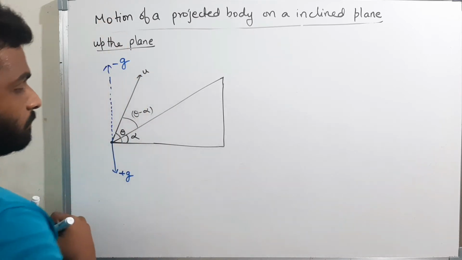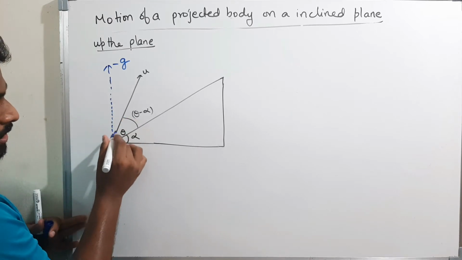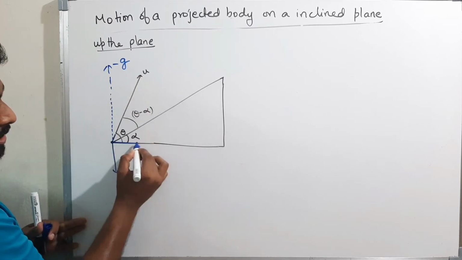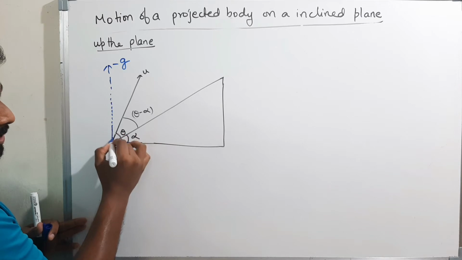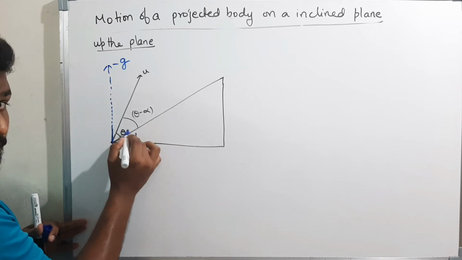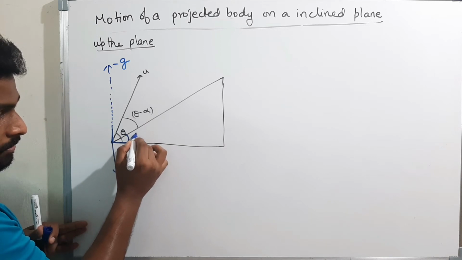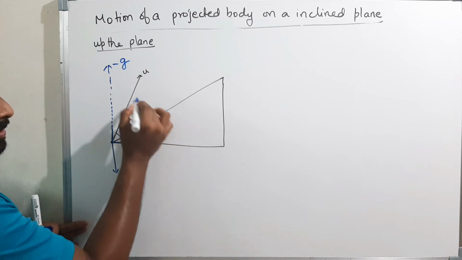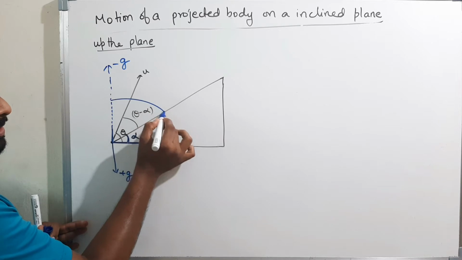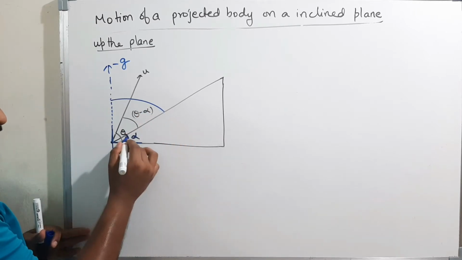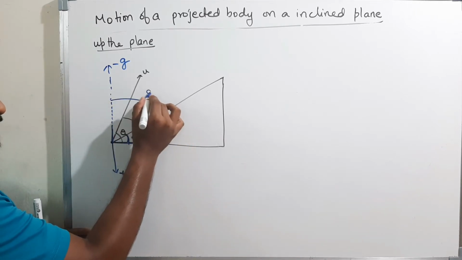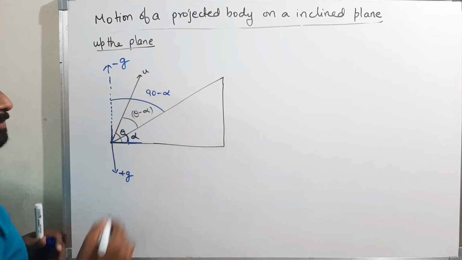Now observe carefully. What is the angle between this g and this angle, with this horizontal and with this vertical? The whole angle is 90. Now out of 90, if this is alpha, then what is the remaining angle? That is nothing but 90 minus alpha.